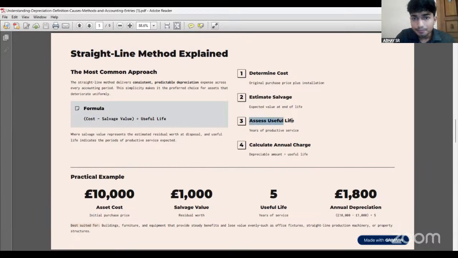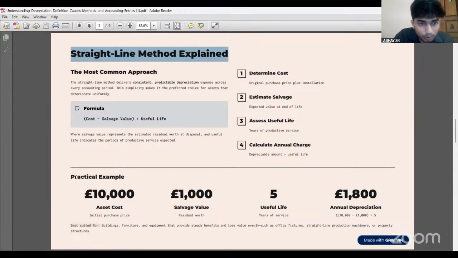Okay, useful life. Useful life means years of productive service, and that can be determined by many factors. For example, if I bought machinery for printing newspapers, there might be similar machinery in the market, and we can get an approximate value that I can use this machine for a certain number of years, maybe 5 years or even 10 years. In that way I can understand, and with that calculation we are able to find the depreciation through the straight line method.